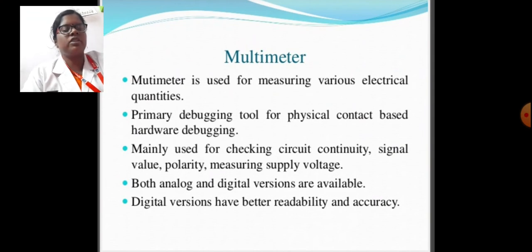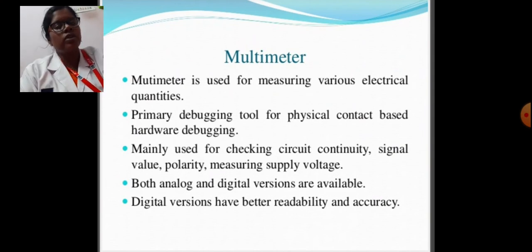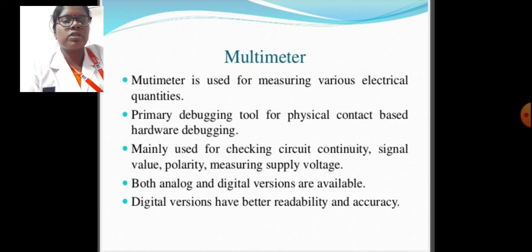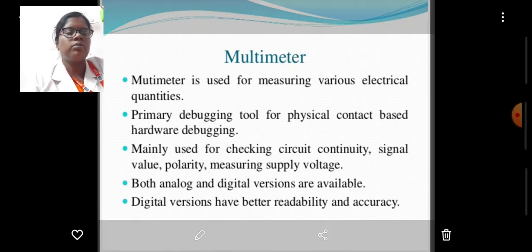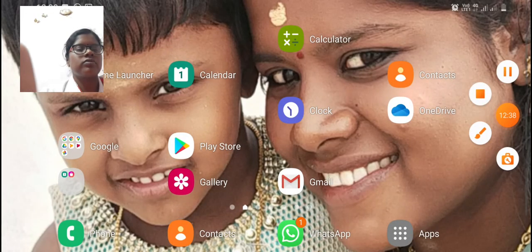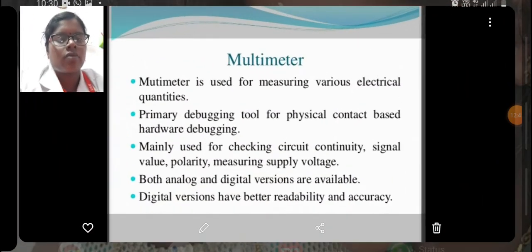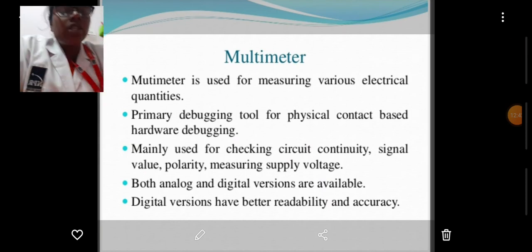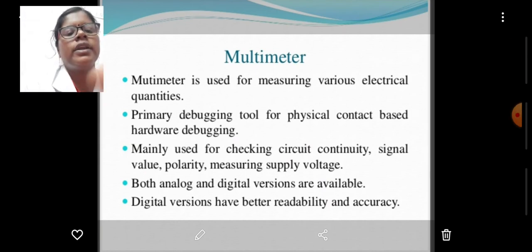The second one is the multimeter. A multimeter is used for measuring various electrical quantities. It is the primary debugging tool for physical contact based hardware debugging. It is mainly used for checking circuit continuity, signal value, polarity, and measuring supply voltage. Both analog and digital versions are available. Digital versions have better readability and accuracy.